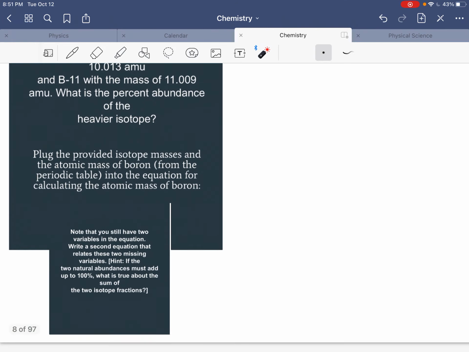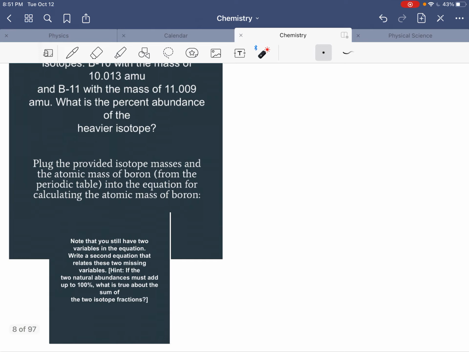Okay, so it states, note that we still have two variables in the equation. Write a second equation that relates these two missing variables. So they give us a hint. If the two natural abundances must add up to 100, what is true about the sum of the two isotope fractions? Okay, so if I was going to write out the two percentages, so I have my percent of boron 10 plus my percent of boron 11 has to equal or total out to 100.